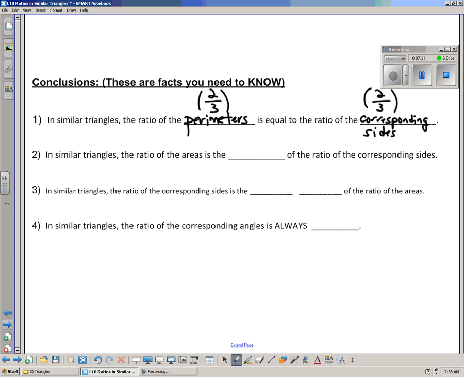Now for the harder one. If you remember, the ratio of the areas was 4 to 9, and the ratio of the corresponding sides was 2 to 3. So the question is, how do you go from sides to area in terms of ratio? And if you notice, if I take 2 and multiply it by itself, I get 4. If I take 3 and multiply it by itself, I get 9. And what that is when you multiply a number by itself is you're squaring it. So we say in similar triangles, the ratio of the areas is the square of the ratio of the corresponding sides.